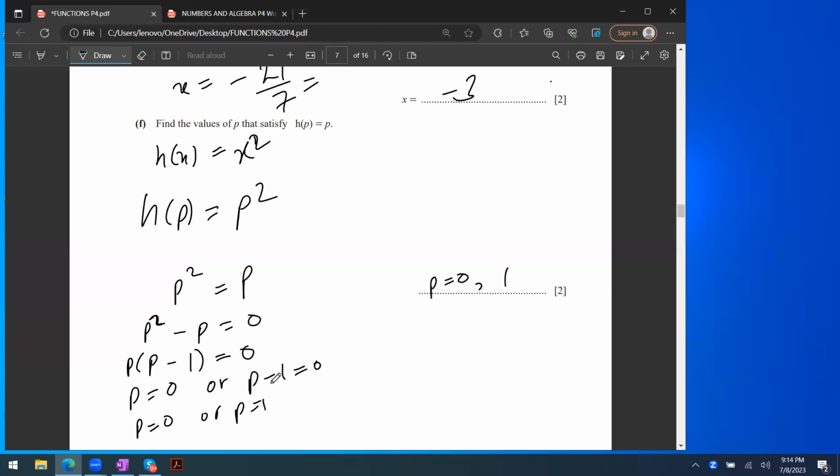This is again the factorization part. All right. So let's do one more function question and then we can move to algebra.